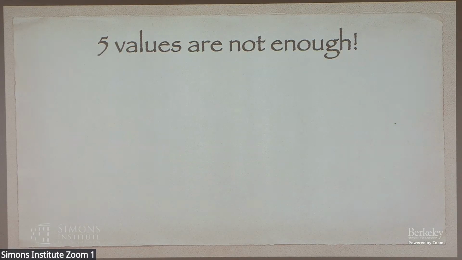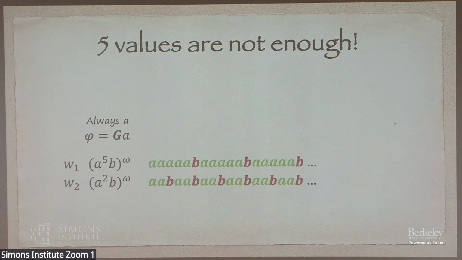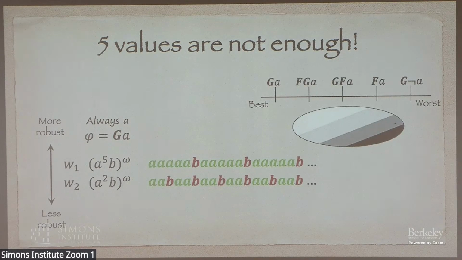Okay, so what we claim is that 5 values are not enough. I have the same property, always A, but different formulas, right? So A5 B to the omega or A2 B to the omega. And I think you would agree that, again, the upper one is more robust. But if I try to apply Tabuada and Neider's 5-value semantics, then both of them are here. They satisfy eventually always A, and I have no way to distinguish them. But I would like to say that this one is more robust, especially if you replace 5 with 5,000.